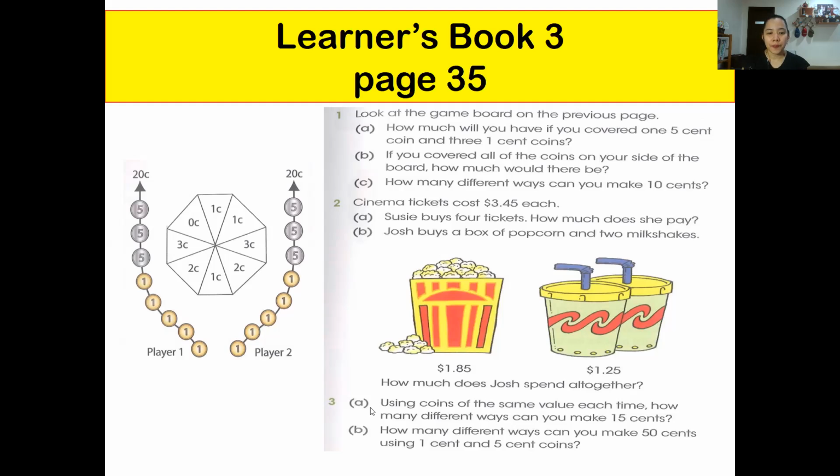Now for number 3, letter A, using coins of the same value each time, how many different ways can you make 15 cents? So if you are using 1-cent coins, how many will you need to make 15 cents? Or if you are using 5-cent coins, how many will you need to make 15 cents? Now for letter B, how many different ways can you make 50 cents using only 1-cent and 5-cent coins? Remember it again? I'm sure you can answer that right away.